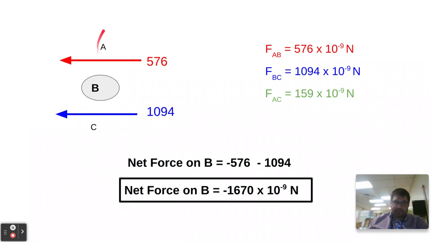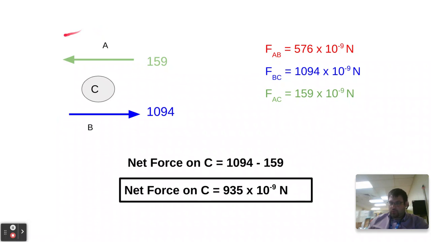B is the same process. I'm focusing my attention on just the picture for B. B has 2 arrows to the left. In this case, the 576 and the 1094. Both of them are to the left this time, so I have negatives. I get my final answer of negative 1670, and I add in the like term part of this, the times 10 to the negative 9 newtons. Once again, these are both going to the left, so that's why you see the negative signs here.